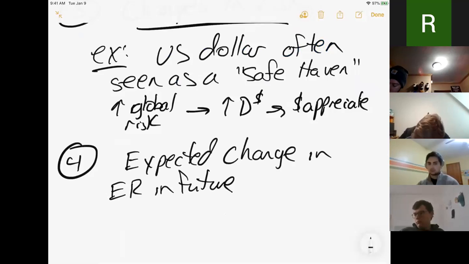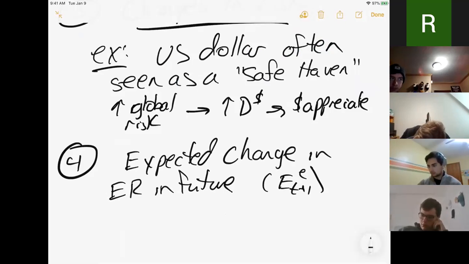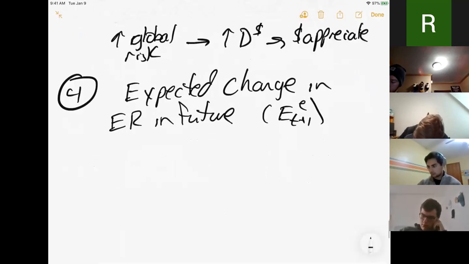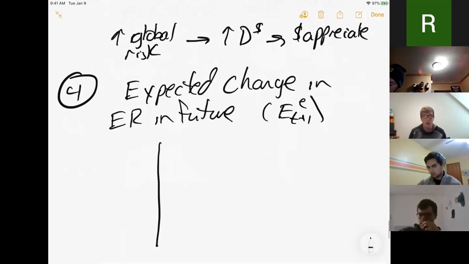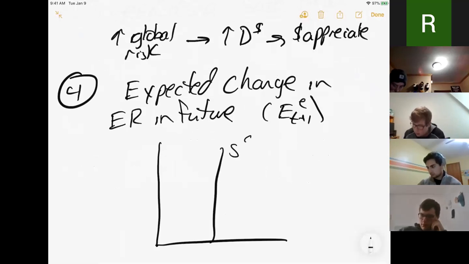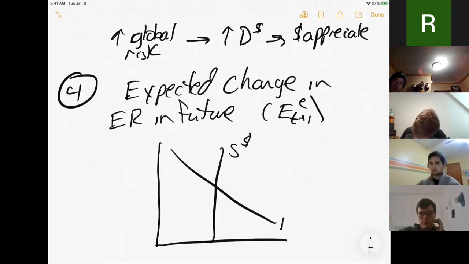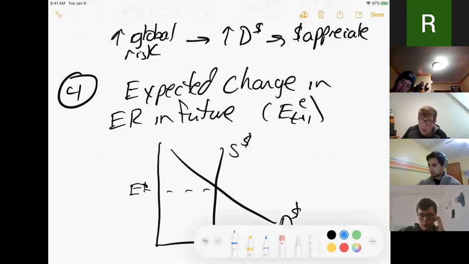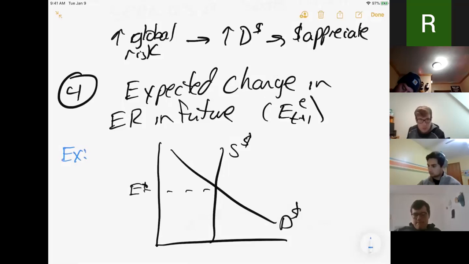Expected changes in exchange rates in the future also impact today's exchange rate. So here's today's exchange rate. And then let's think about an example where people think the dollar is going to appreciate in the future.